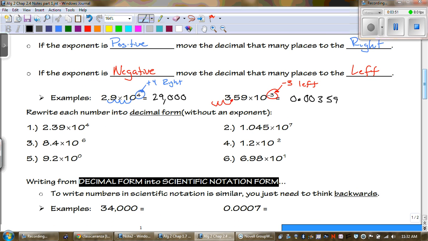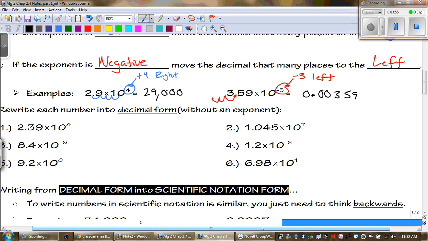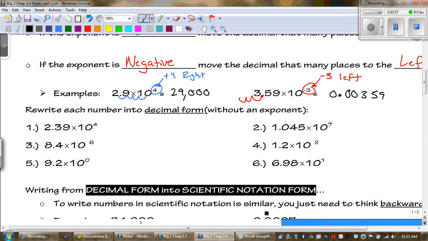Okay, so let's zoom in a little bit and get these going. I think mine have a couple different numbers, so I'm just going to change the ones right away. That's a negative 6, and that's a negative 2. So 2.39, it's positive, and I move it to the right 4 spaces, so 1, 2, 3, 4. So this number is really 23,900.